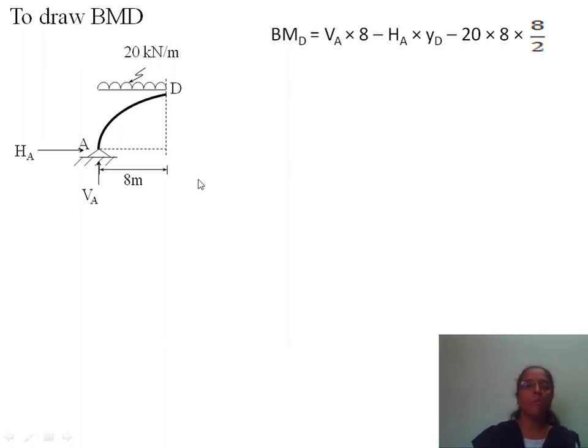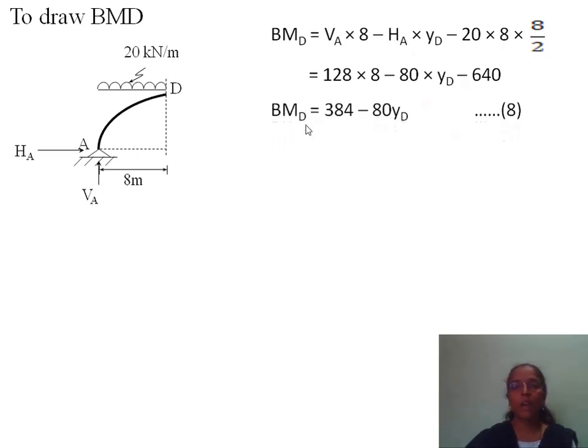So bending moment at D is given by VA into 8. D is at a distance 8 meter from the left end. So VA into 8 minus HA into YD minus 10 into 8 into 8 by 2. So substitute the values: 128 into 8 minus 80, HA is 80, into YD minus 640. So it will be 384 minus 80 YD.